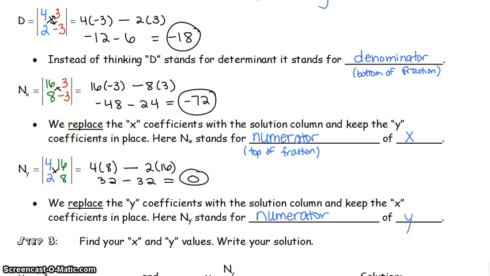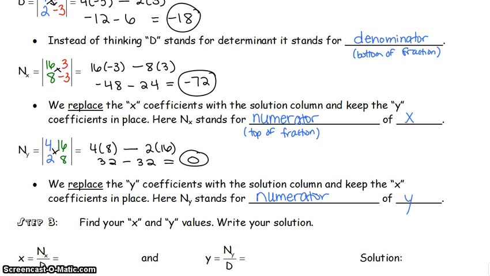Alright, so we have all of the pieces to our puzzle. We've got to put them together. We know we have the d, the n of x, and n sub y. Well, d stands for denominator, so that's going to be on the bottom of both of our fractions. So both of our fractions are going to have a negative 18 on the bottom.